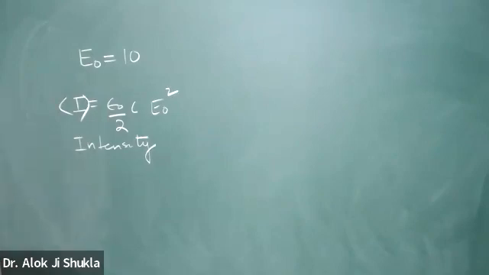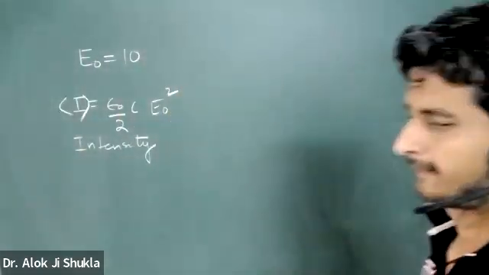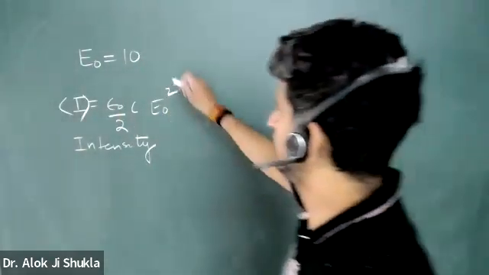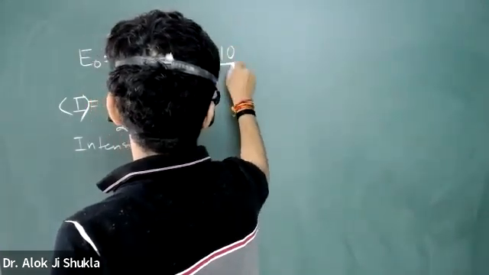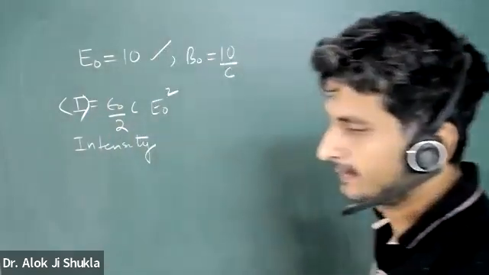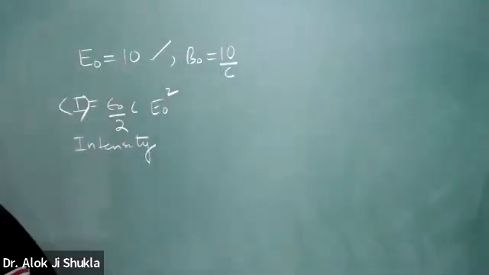So पहले तो ये निकाल लो intensity and then E naught by C लिख लो. Okay? Okay, sir. इलेक्ट्रिक फील्ड की प्रोफाइल इतनी है, तो मैग्नेटिक फील्ड की प्रोफाइल E naught by C. ठीक है? Okay, check the next question that I have sent you.